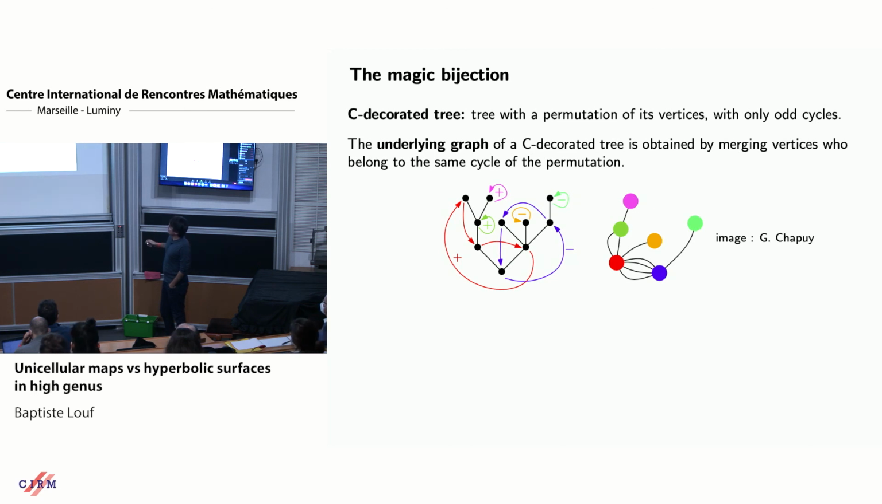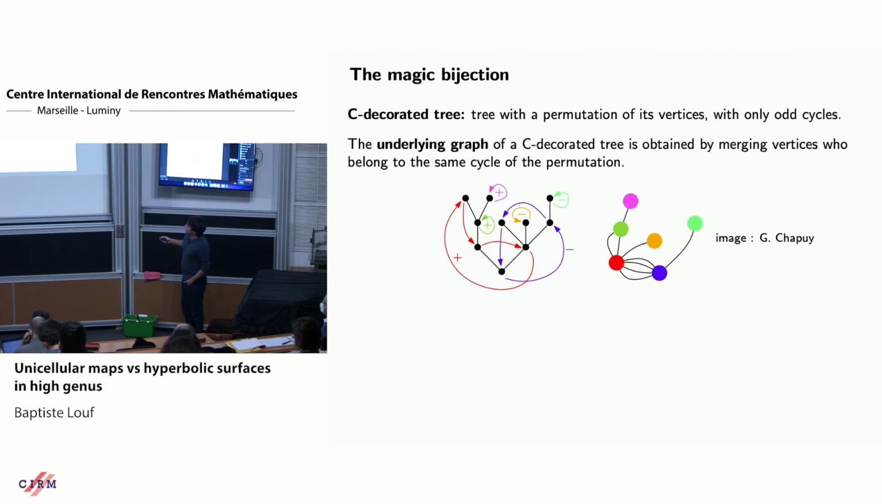Here is an example, and you can guess which condition I omitted, because I stole the picture from Guillaume and I forgot to remove it. The signs are not supposed to be here. They were here in the original definition, but we don't need the signs for our proof, so we make our lives easier and we forget the signs. So this is the model of tree.